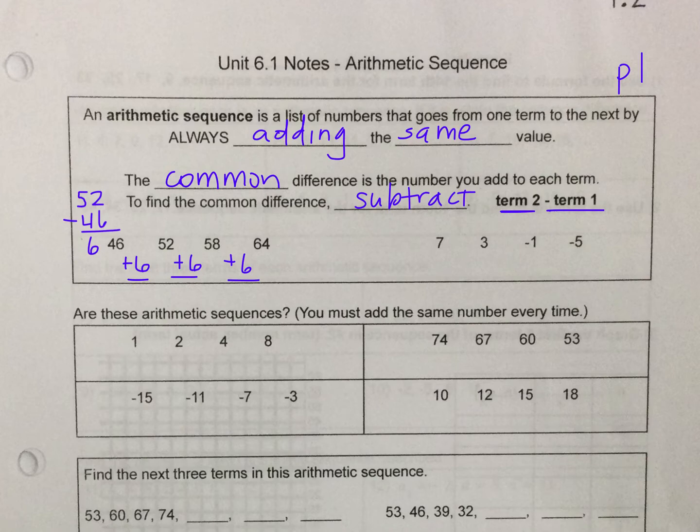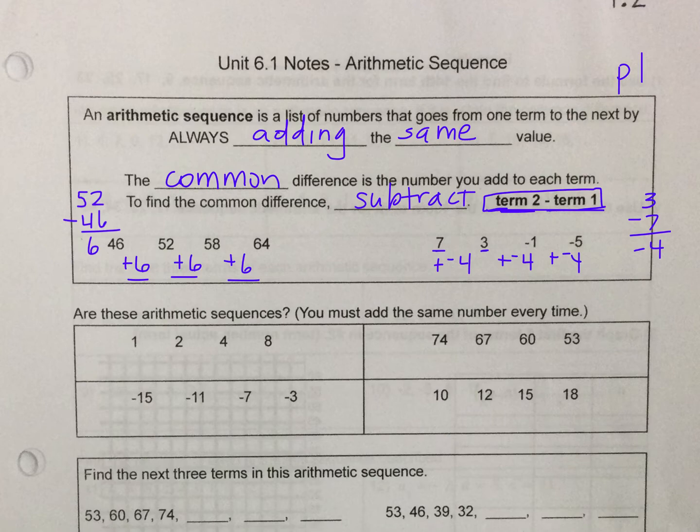This next one, we need to figure out what our common difference is. So I'm going to take term 2, which is a 3, and I'm going to subtract term 1, which is 7. You have to do it in the right order. Term 2 minus term 1. 3 minus 7 is negative 4. So 7 plus negative 4 is a 3. 3 plus negative 4 is a negative 1. Negative 1 plus negative 4 is a negative 5.